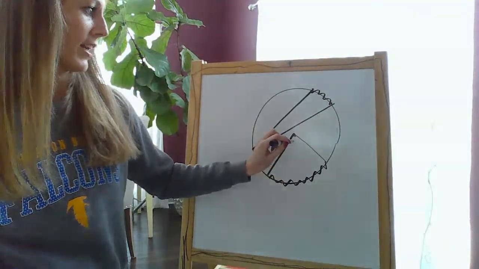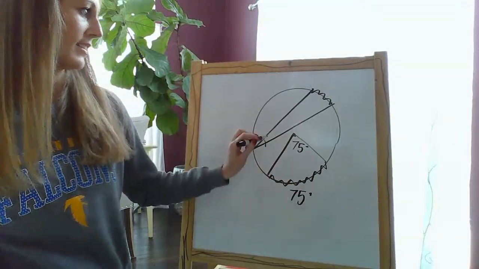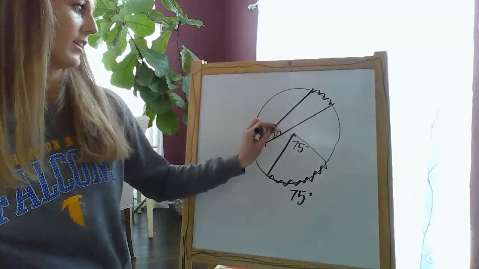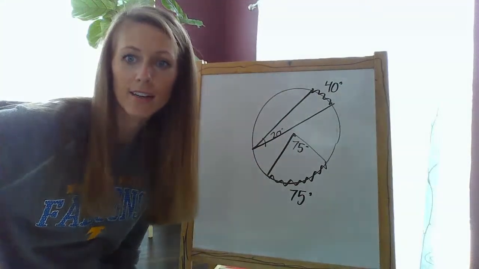So I'll just kind of summarize. If this is 75 degrees, this is also 75 degrees. If this is 20 degrees, this would make this 40. So the arc is double the angle.